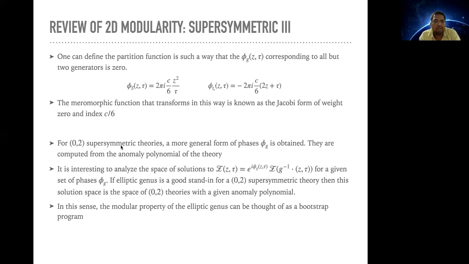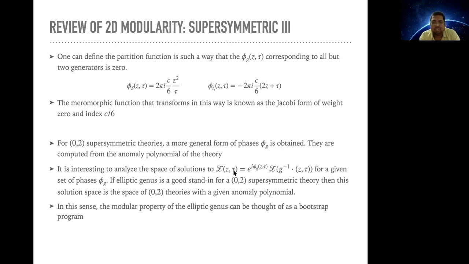Now, if we had more fugacities or more holonomies, then this would be a more involved problem. You would have these phases, which will be functions not just of Z, but of Z_i's. And then it would be an interesting problem, which I don't think has been discussed in this classic context. Similarly, for 0,2 supersymmetric theories as well, you would have a similar problem at hand, and a more general form of these phases is obtained.